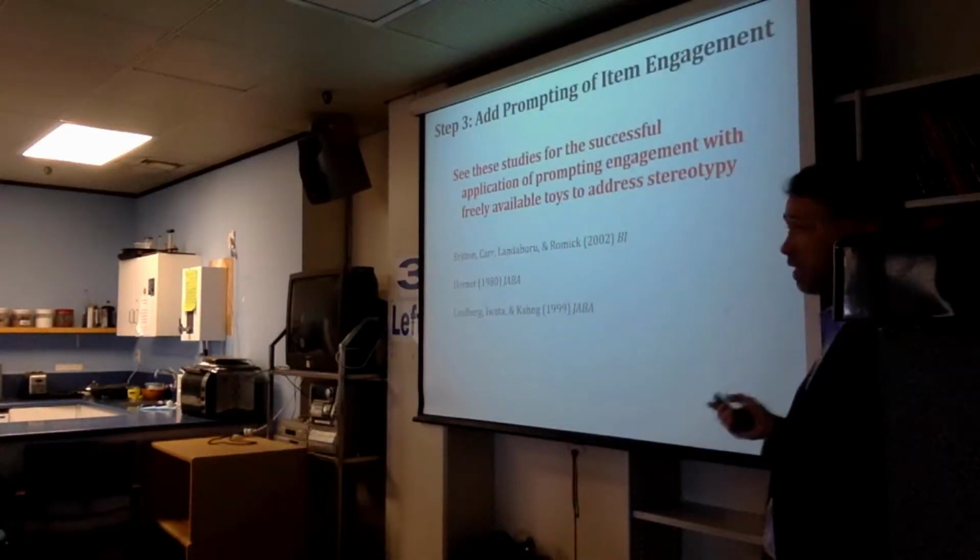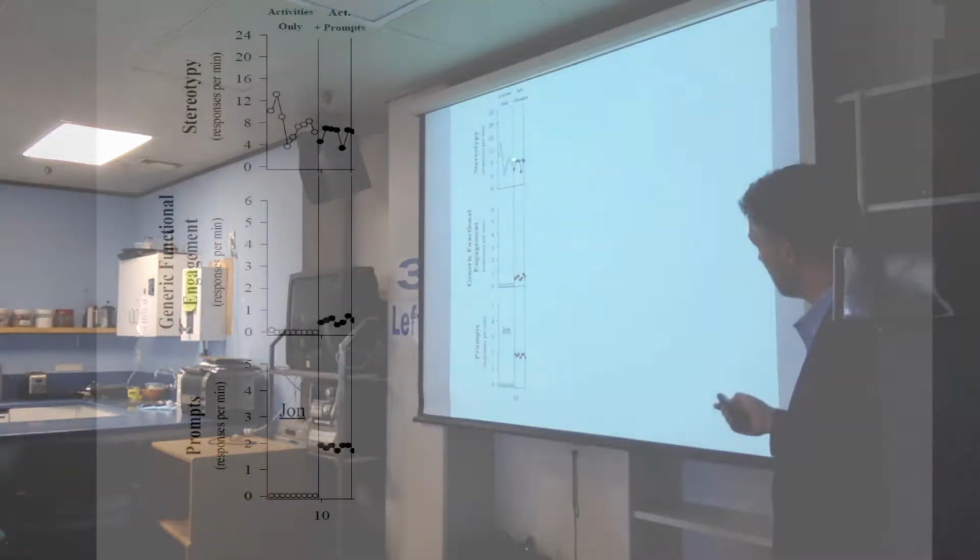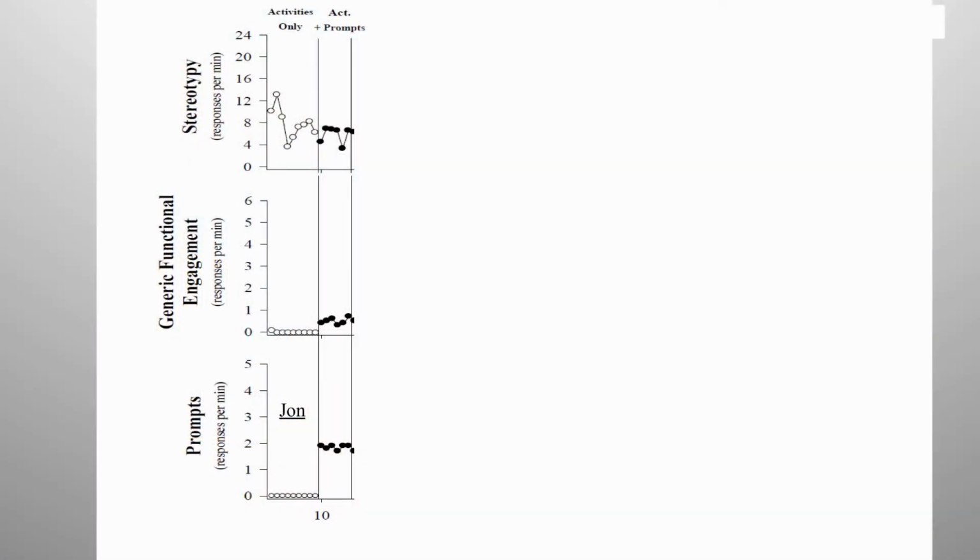Our next step is we're going to prompt, we're going to try to teach them how to derive the sensory reinforcers from these sensory toys. Okay? So I'll start showing you some direct data now. So these are data for one of the gentlemen. Let me orient you to the graph. This is stereotypy responses per minute. So he engages on average in about 8 stereotypic responses per minute.